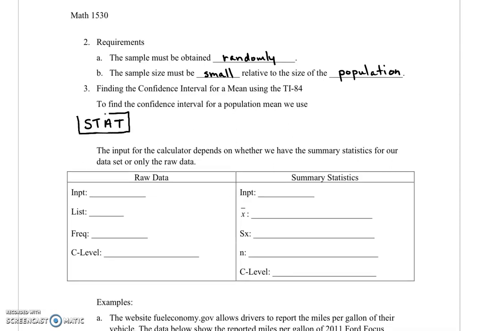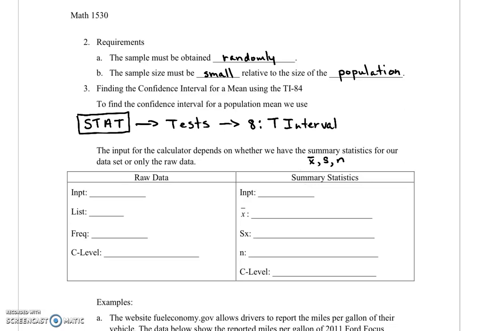So to find the confidence interval for a population, we use the following in the calculator. We hit the stat button, then we scroll over to the tests menu, and then we pick option 8, which is T interval. And the input that the calculator wants depends on whether we have the summary statistics, so remember that summary statistics would be our sample mean, our sample standard deviation, and our sample size, or whether we have the raw data.